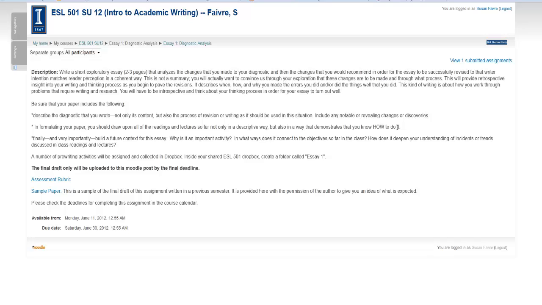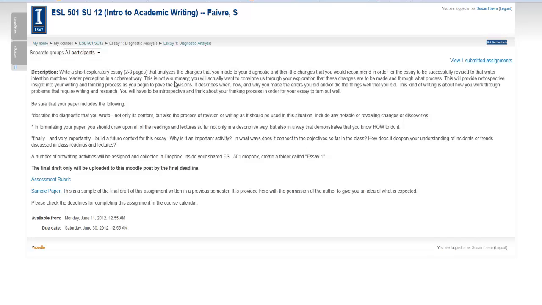So not only are you going to be talking about writing and talking about this revision process and the analysis that you have done, but you're also going to be demonstrating that now you are able to fulfill the goals and objectives that have been outlined in the modules of this unit. So finally, make sure you build a future context for the essay. In what ways does it connect to the objectives so far in class, and how does it deepen your understanding of anything that has come up in the readings or in the lectures?